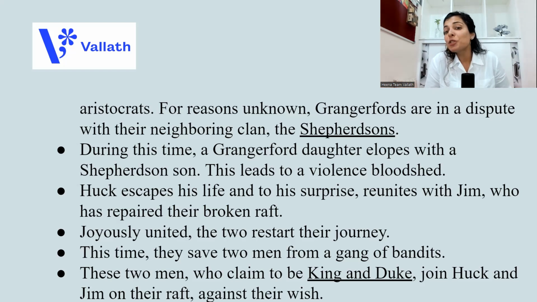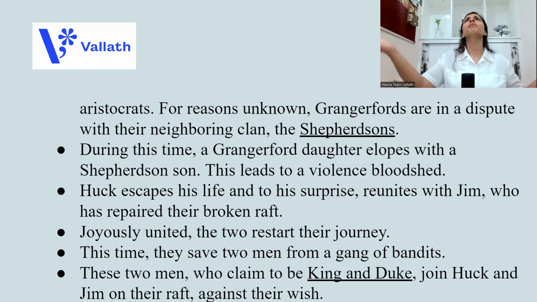This time, they save two men from a gang of bandits. These two men, who claim to be the king and the duke, join Huck and Jim on their raft against their wish. So understand this story. These two people are con men, but they are calling themselves aristocrats. An old man is saying, I am the king, I'm the long lost king.